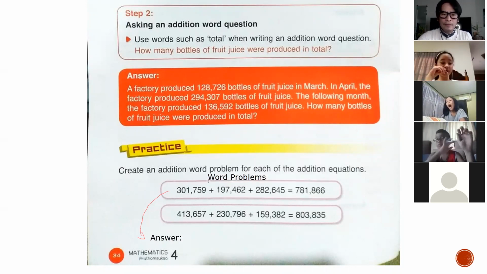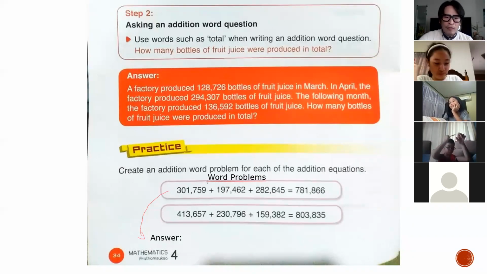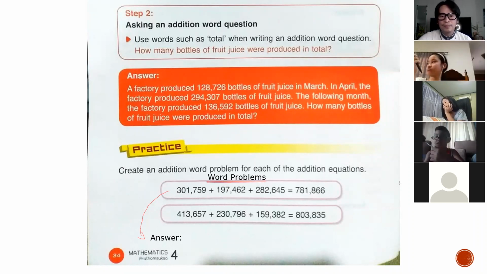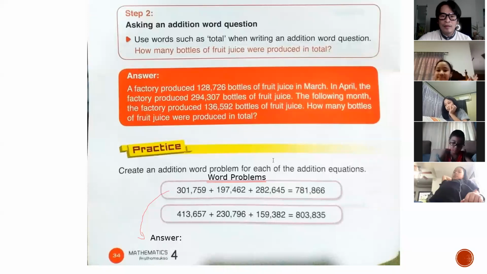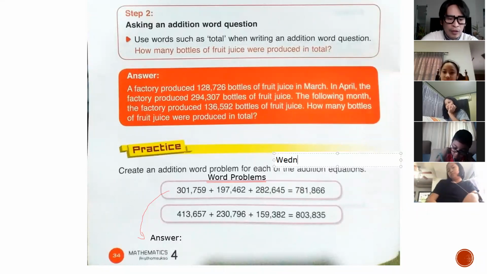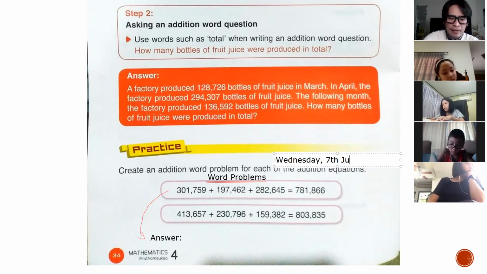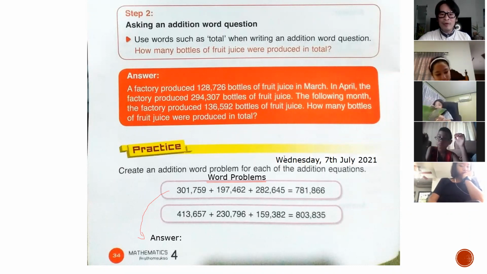Create your own word problem. Or you have to listen to the teacher. You can copy me if you want. So like this, word problems. What's the date today? Today is the 7th of July. So you write Wednesday, comma, 7th of July, 2021. You remember, right?